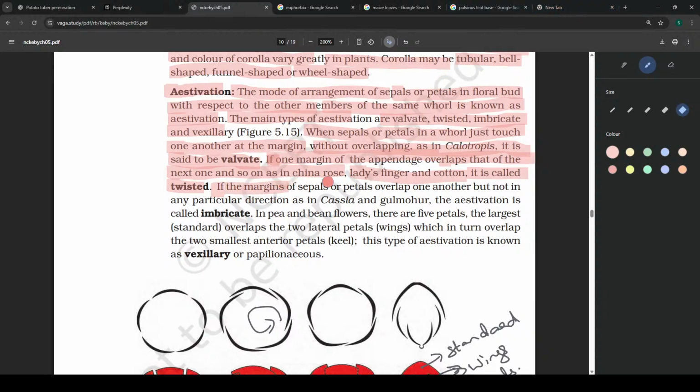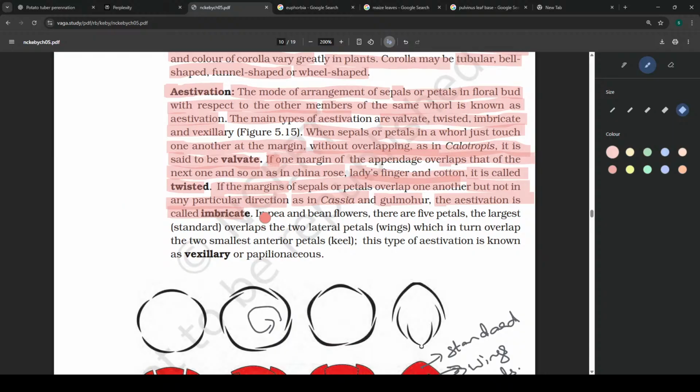If the margins of the sepals or petals overlap one another but not in any particular direction, as in cassia and gulmohar, aestivation is called imbricate. We saw valvate aestivation in calotropis, and in case of China rose, lady's finger and cotton, it is twisted. Imbricate we see in cassia and gulmohar.